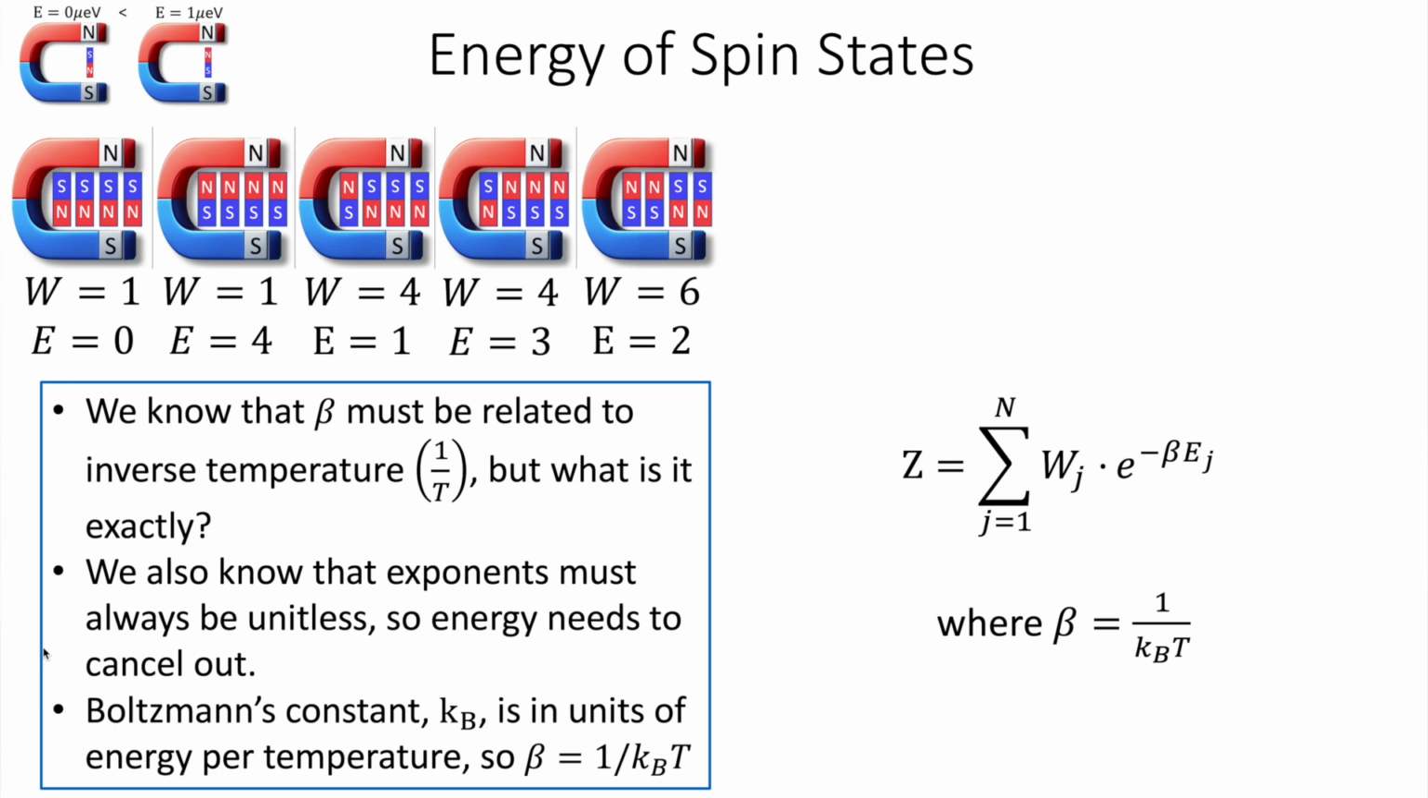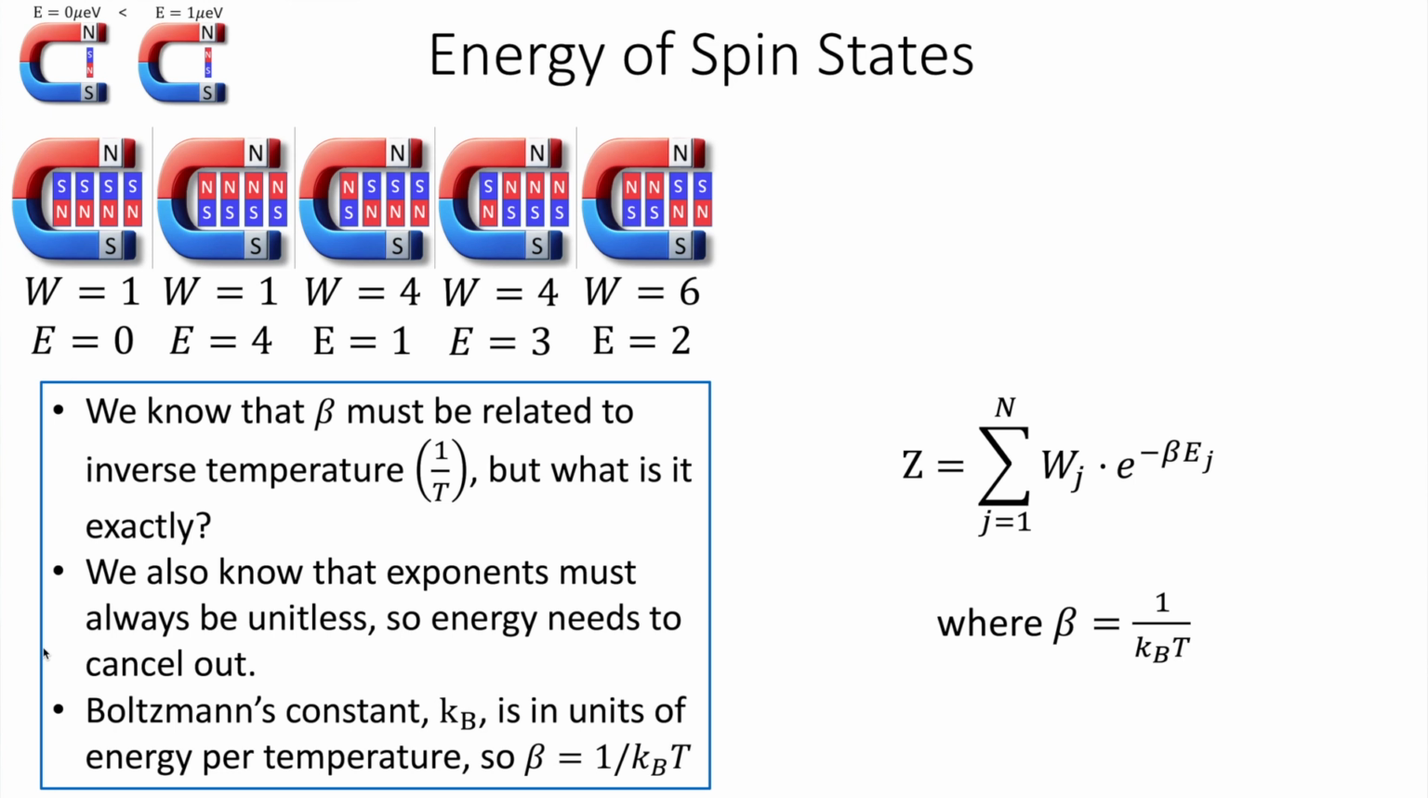Therefore, we know that beta must be 1 over Boltzmann's constant times temperature. And why Boltzmann's constant? Well, I like to think of it as the rate of exchange between energy and temperature. It's energy per temperature. So if you multiply Boltzmann's constant by a temperature, you're going to get energy. And of course, we have to have 1 over energy so that the energy in the exponent cancels. So our units do cancel now. And so now we have justified our expression e to the beta times energy.